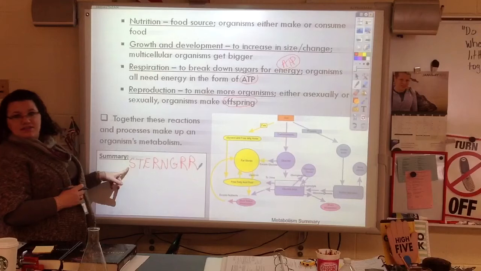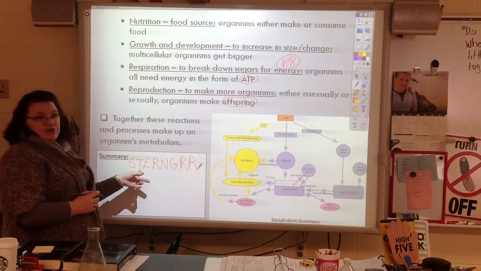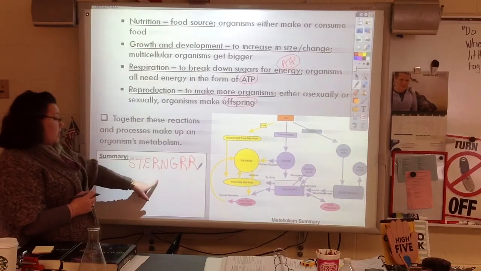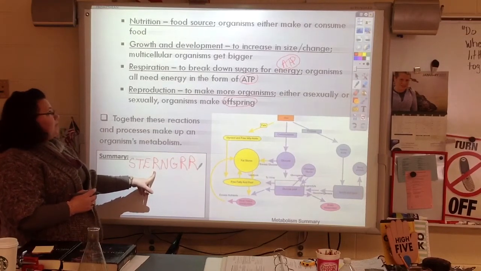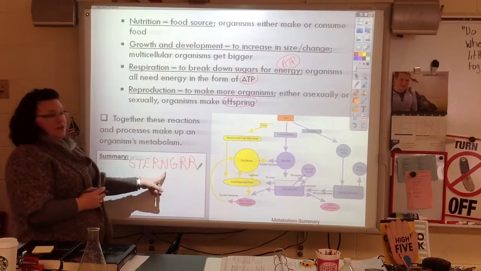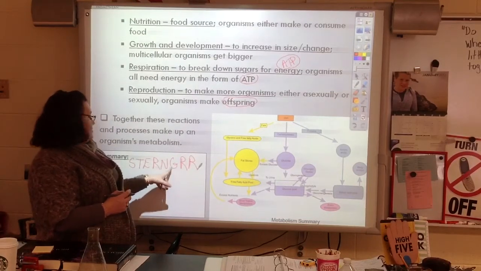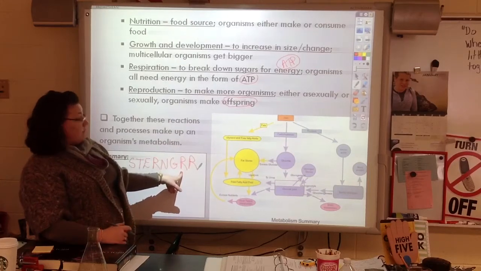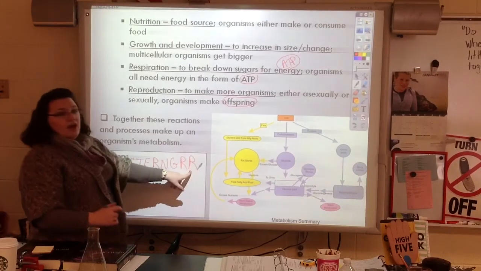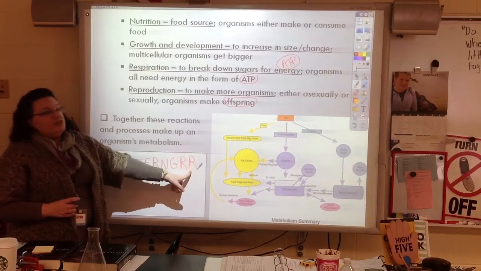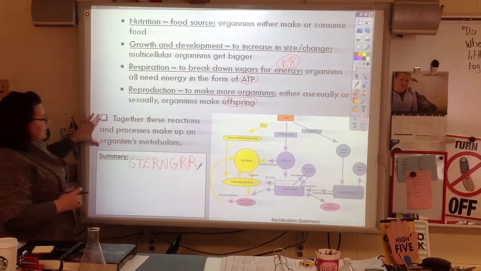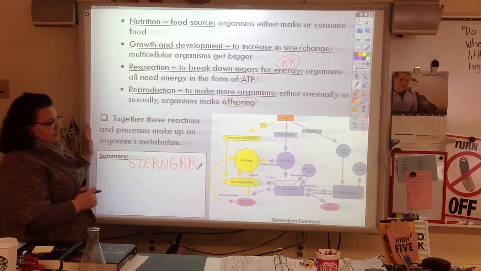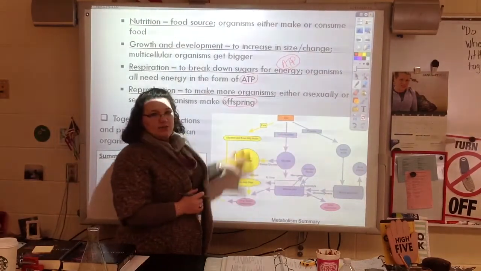S for synthesis, T for transport, E for excretion, R is your regulation, N, nutrition, G, growth and development, R, respiration, and the other R, the last R, reproduction. Together, these reactions and processes make up an organism's metabolism, which, again, is summarized in this chart.